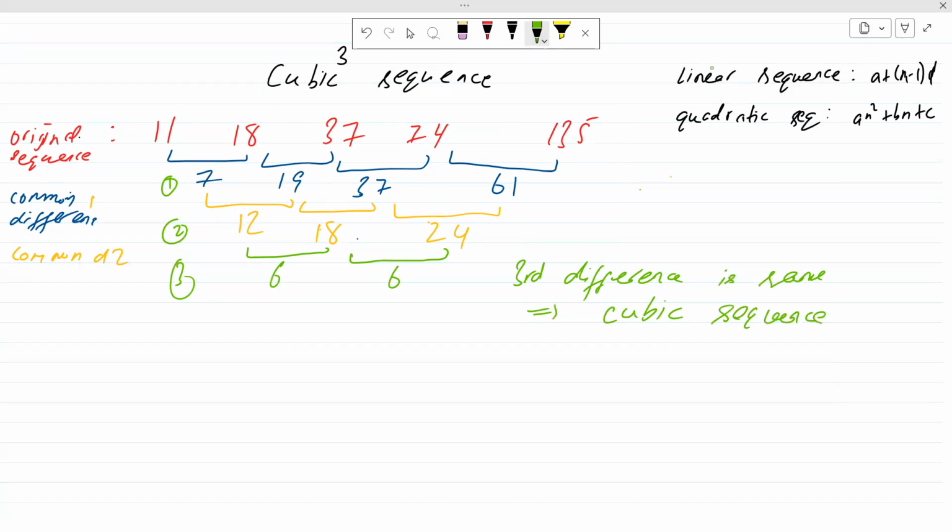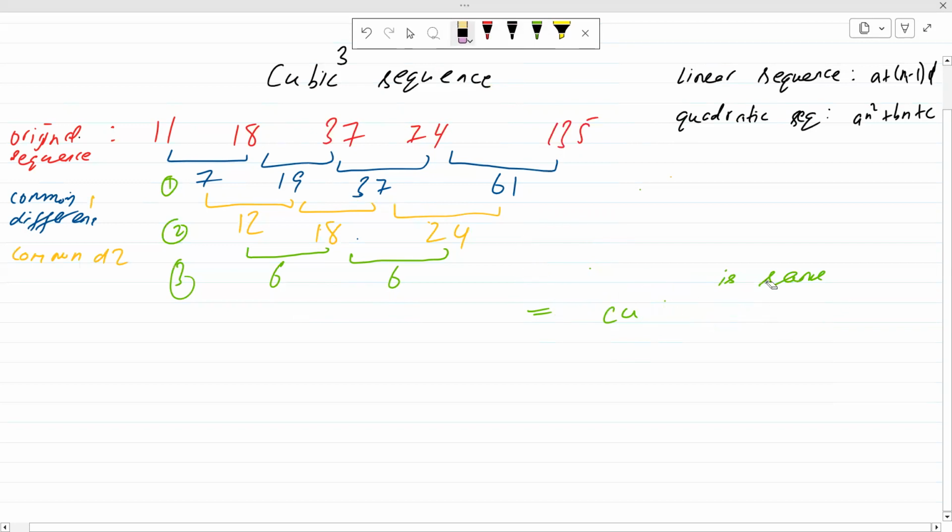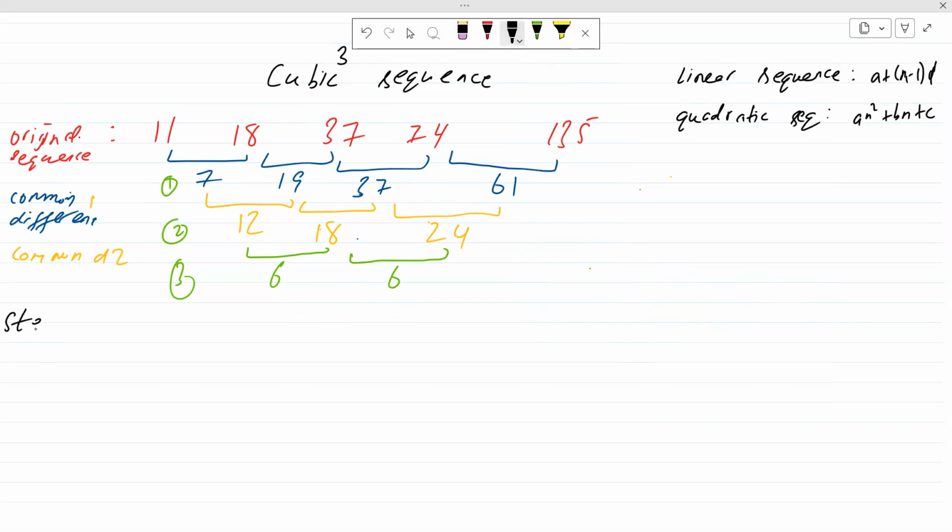For a linear sequence, first difference is same; quadratic sequence, second difference is same; cubic sequence, third difference is same. So if it is a cubic sequence, how will we find the general formula? First of all, step 1, you write the n cube sequence. What is n cube sequence? 1 cube is 1, 2 cube 8, 3 cube 27, 4 cube 64, 5 cube 125, and so on.